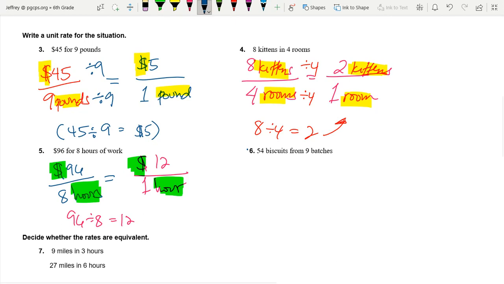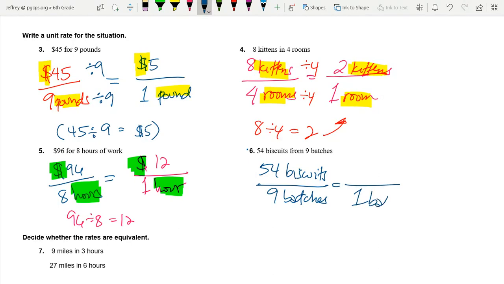Do not forget that. There's 54 biscuits from 9 batches. So how many biscuits will there be for every batch?